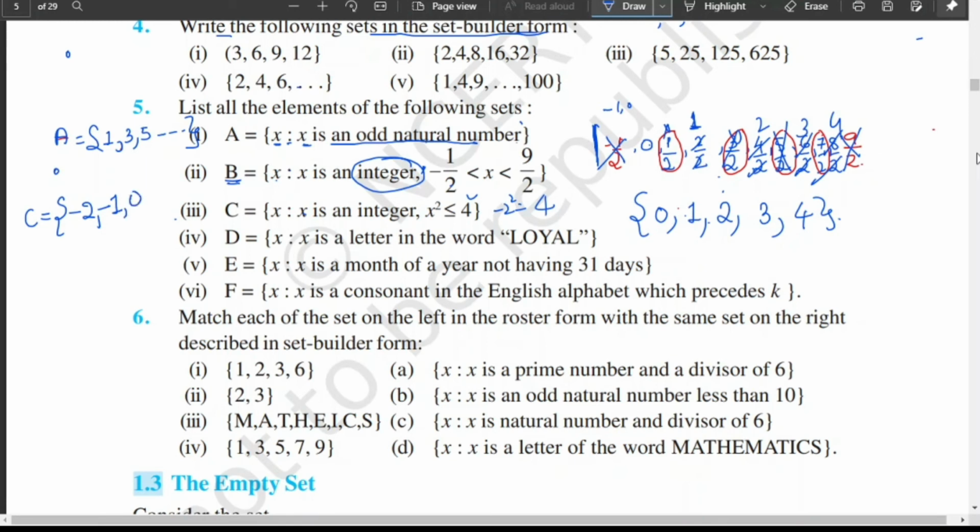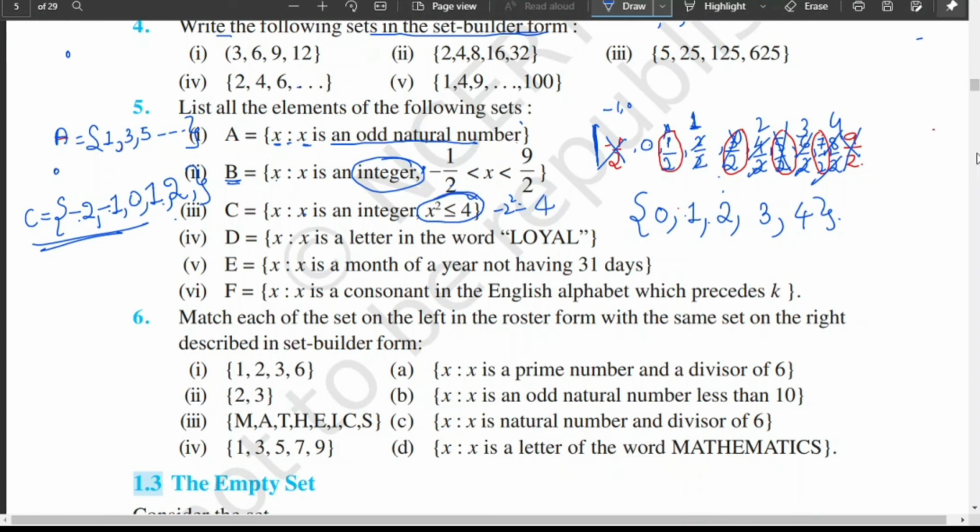Then 0 will come because they say integer it is. Then 1 square will be 1 only. Then 2 square will be 4. Then 3 will not come because 3 square becomes 9 which is not less than 4. So this is our final set. Minus 2, minus 1, 0, 1, 2 over here. So this condition should be satisfied.